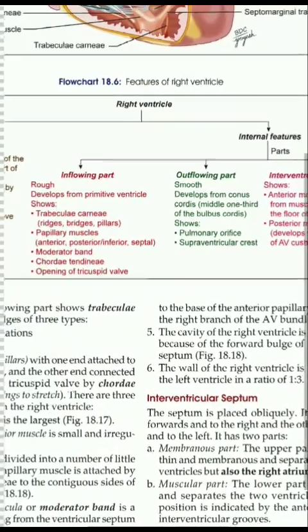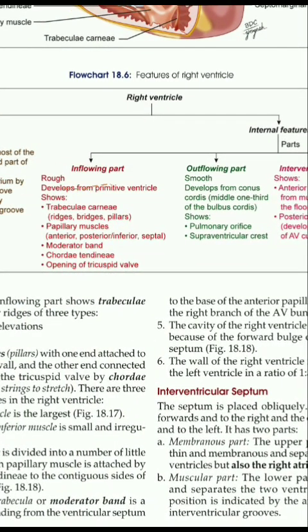So the inflowing part, we see here the rough part. The rough part basically develops from the primitive ventricle, and shows trabeculae carneae, ridges, bridges, pillars, papillary muscles: anterior, posterior, and septal papillary muscle. Moderator band we can see here, chordae tendineae, opening of the tricuspid valve.